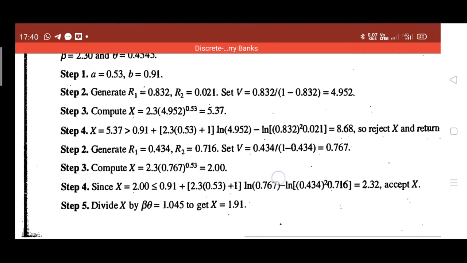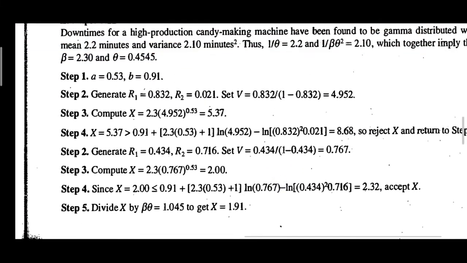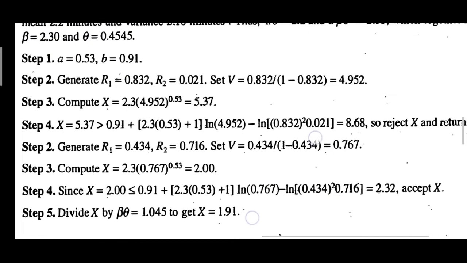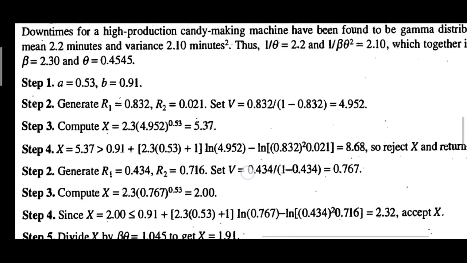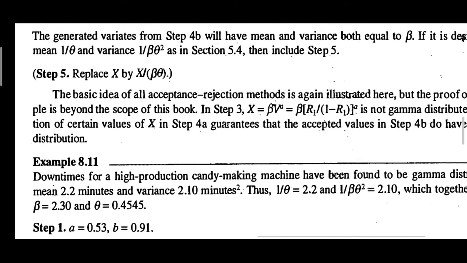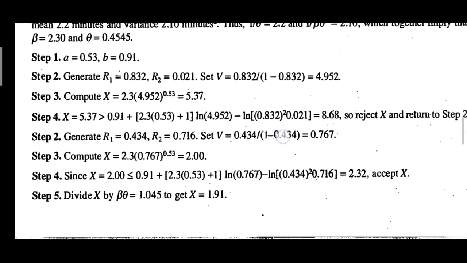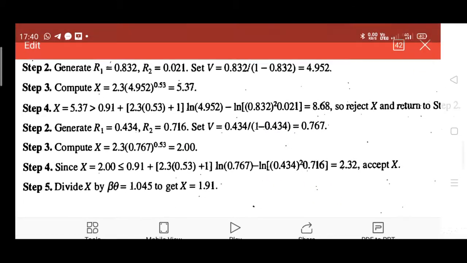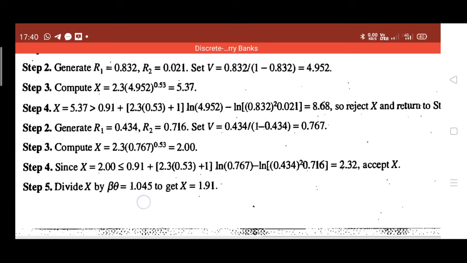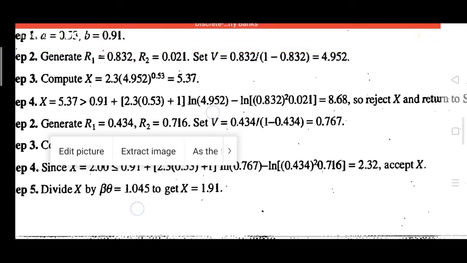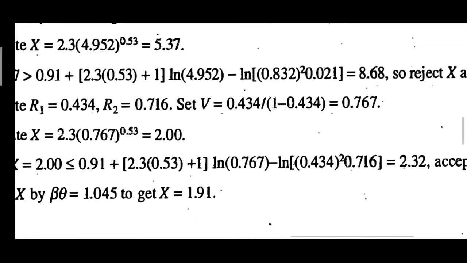Then finally, step 5, you have to perform x by beta theta, right? So what is the new value of x? Replace x by x divided by beta theta, as they have given. The value of x is 2.0 here by this step, divided by beta theta, which is 1.045. So 1.91 is the answer.